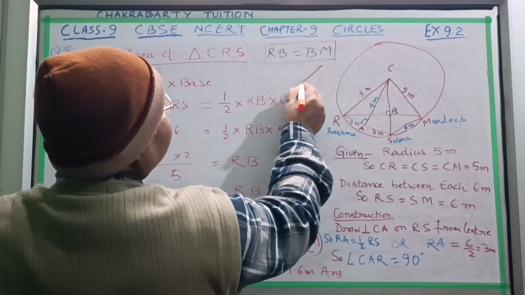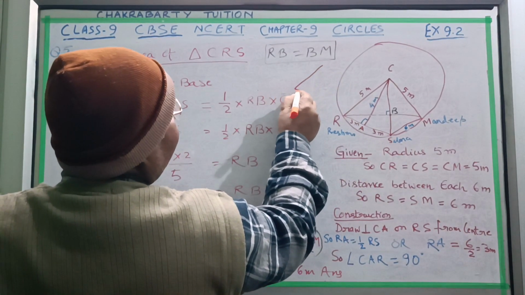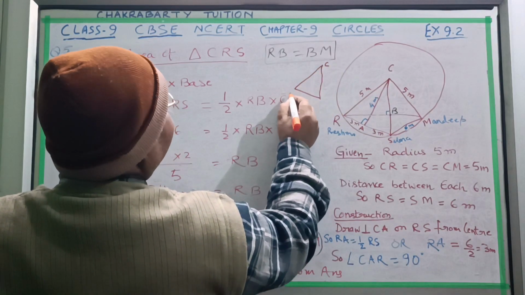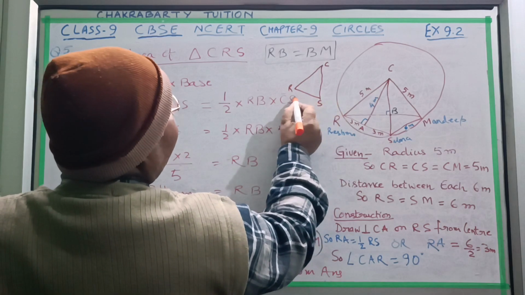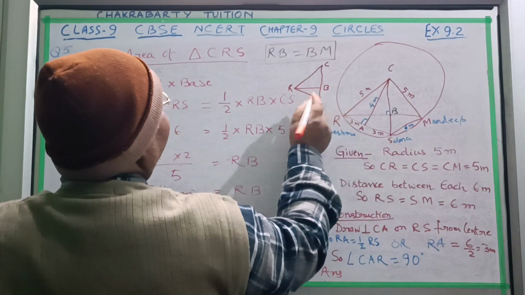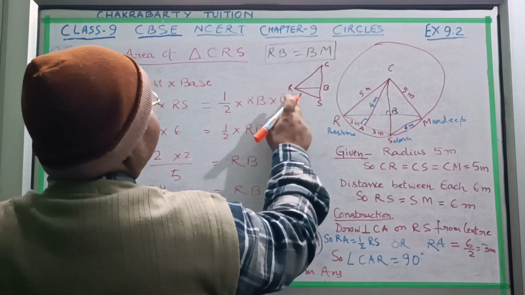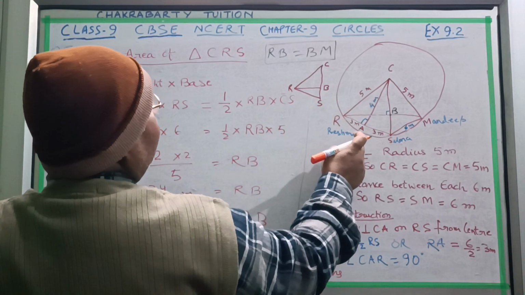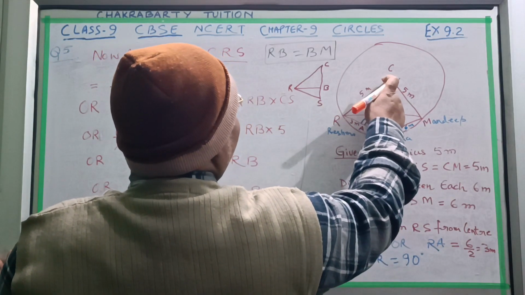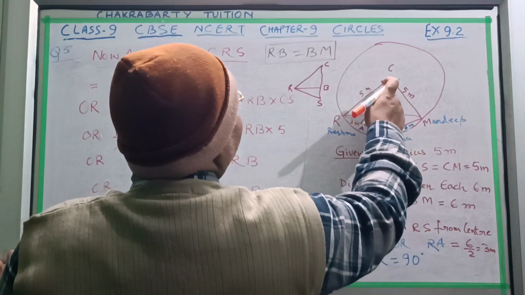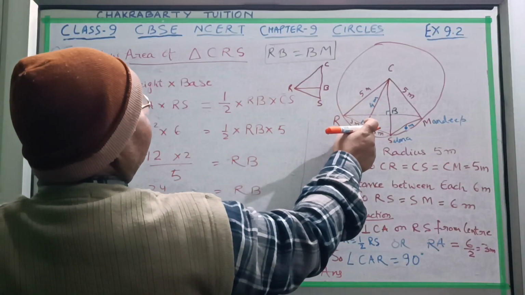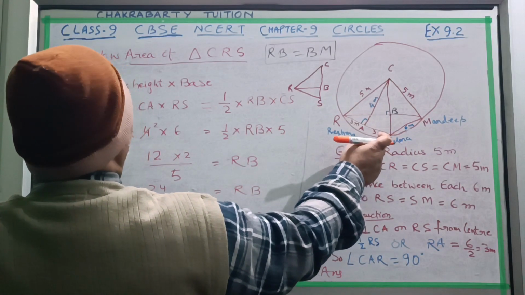This is C, S, and this is R. It is a point C, it is R, and it is S. And here this is RB, R and B. So here one height is RB, and CS is the base. Okay, so one side is this type of triangle, and another we are talking about CRS. CA is the height, and RS is your base.